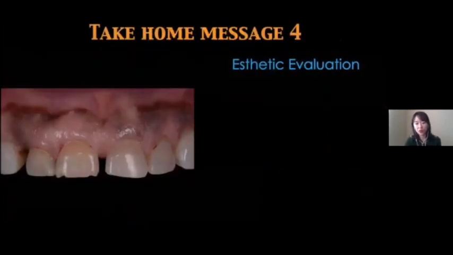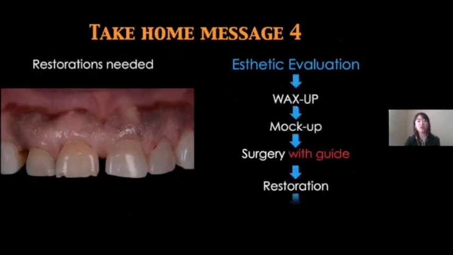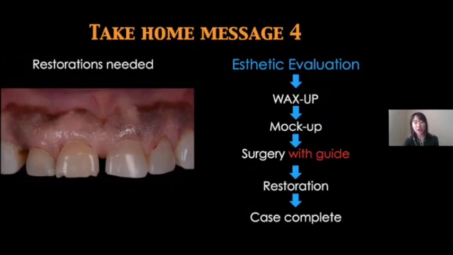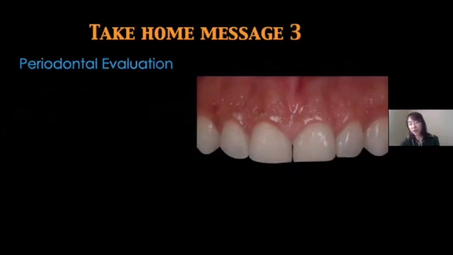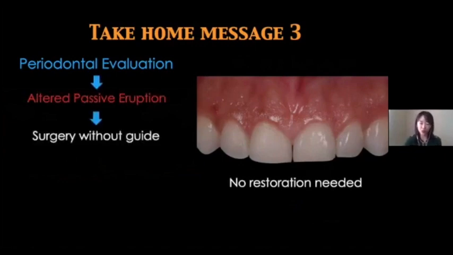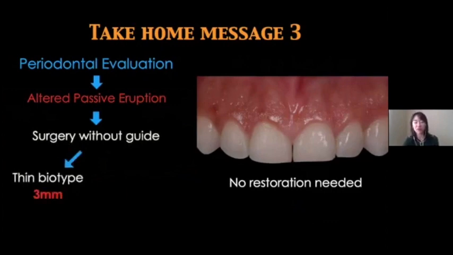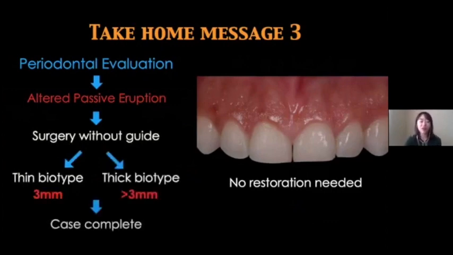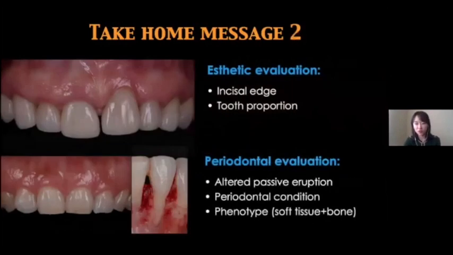So the take-home message here is that if you have a case and after the aesthetic evaluation, you determine that the restoration is needed, you're going to go through wax-up, mock-up, surgery, waste the guide, and the restoration, eventually case complete. So I think I finally finished it, and just a very quick review. So take-home message 3 is, if the case is autopassive eruption, you don't need this restoration and you don't need a surgical guide. And the thin biotype is 3 millimeters, the thick biotype is more than 3 millimeters, and then case complete. And of course, you need to do aesthetic evaluation, including tooth proportion, and some other parameters.